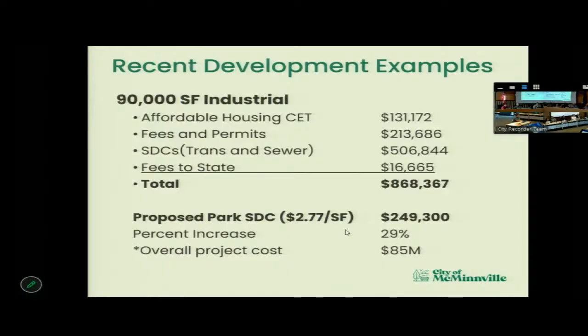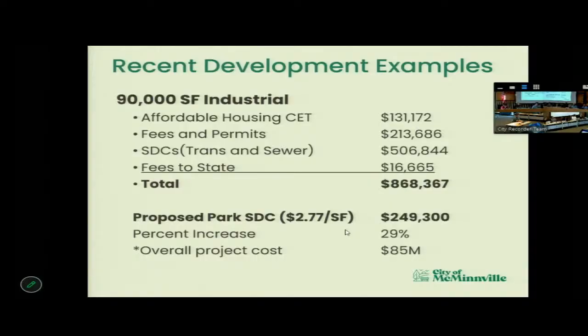factors, but there's also many factors that go into development. There's also many communities on here that have significant development, have high SDCs. So there's lots of moving parts, I guess, to this. So it is definitely an important factor for the cost of development in a city. Anything else? Councilor Benner?